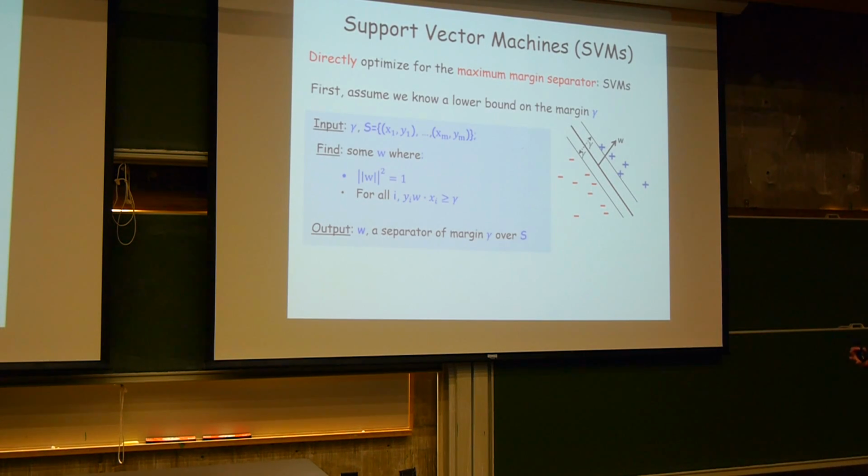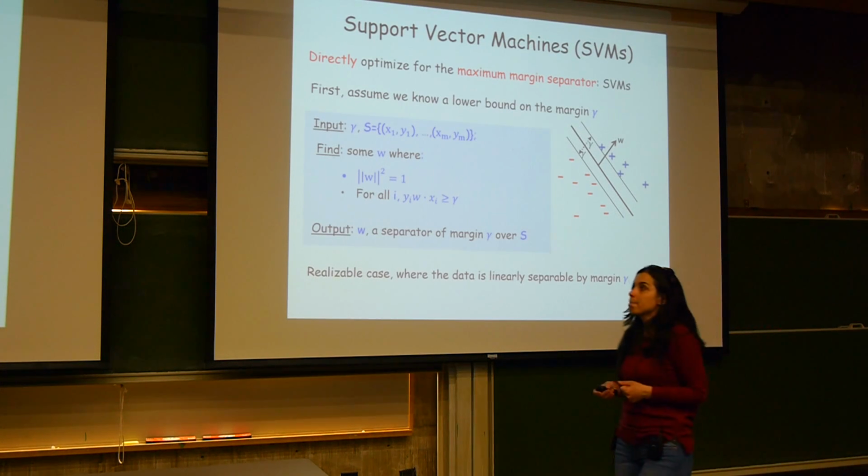Just write down what we are searching for. I'm just writing an optimization problem. I'm trying to find a separator of margin at least gamma over my sample, because I know a lower bound on the margin gamma. And this is all fully realizable for now, where I see that the data is truly separable by margin at least gamma.